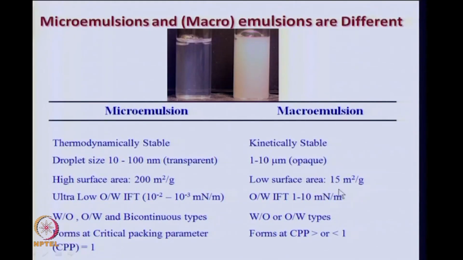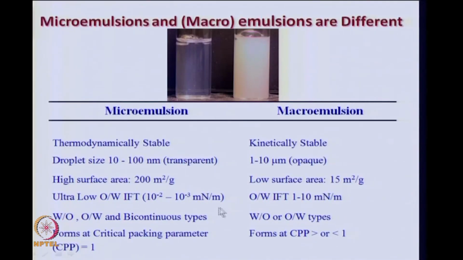They have a low surface area of 15 meter square per gram, and normally the oil-water interface will have an interfacial tension which is much higher, some 1000 times or 10,000 times higher than that present in microemulsions. That is of the order of 1 to 10 millinewtons per meter, whereas in microemulsions it is 10 to the power minus 2 to 10 to the power minus 3 millinewton per meter.